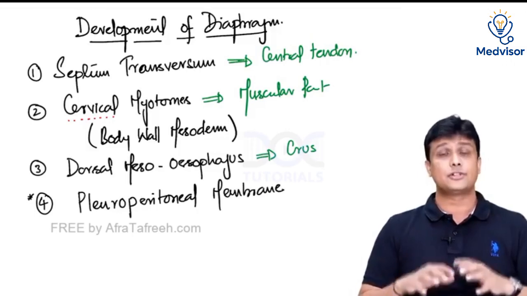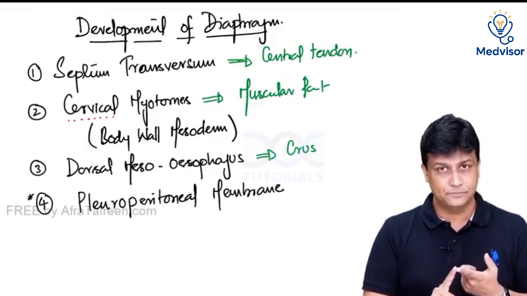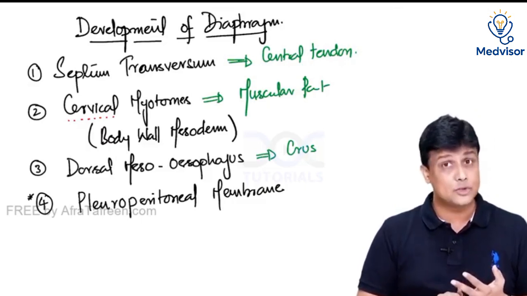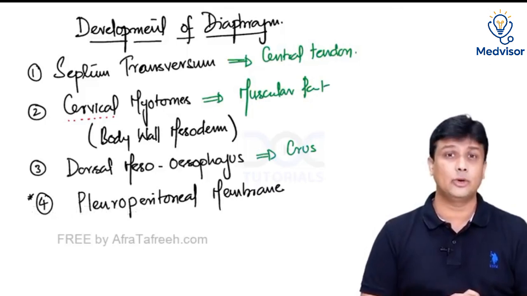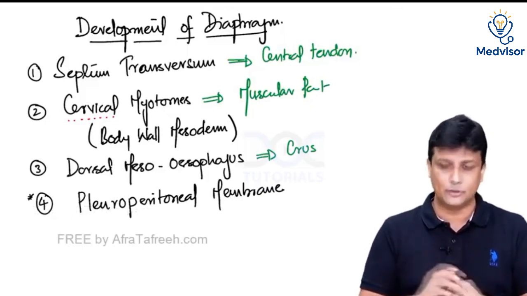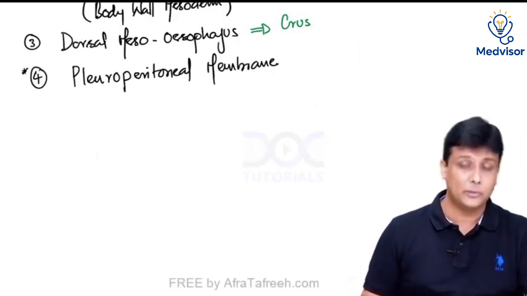So there are 4 structures which contribute to the formation of the diaphragm. Number 1, septum transversum. Number 2, the cervical myotomes. Number 3, the dorsal mesoesophagus. And number 4 will be the pleuroperitoneal membrane, and that too it will be paired. It will be present on both sides, right and left side. Paired pleuroperitoneal membrane.